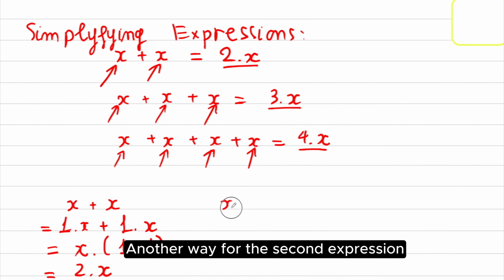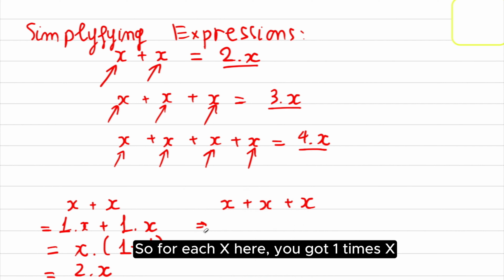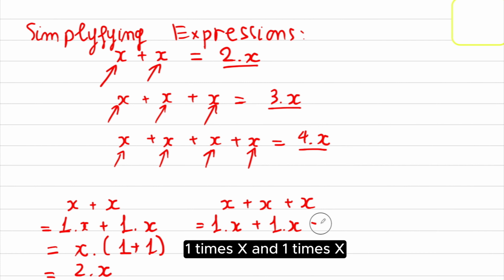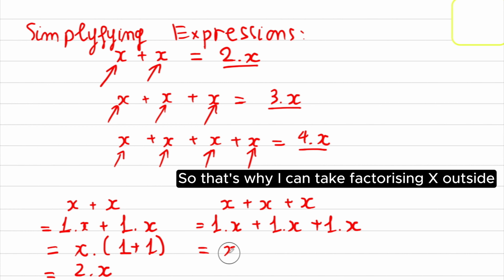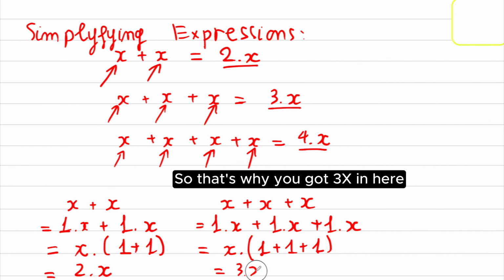Okay, another way for the second expression: you've got x plus x plus x. For each x, you've got 1 times x, 1 times x, and 1 times x. So I can factorize, taking x outside, and you get x times the bracket 1 plus 1 plus 1. So that's why you got 3x in here.